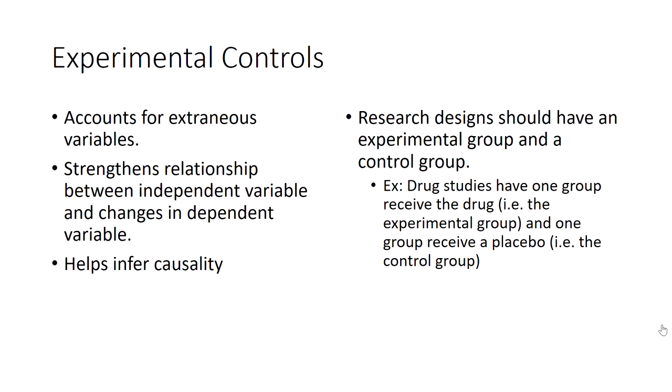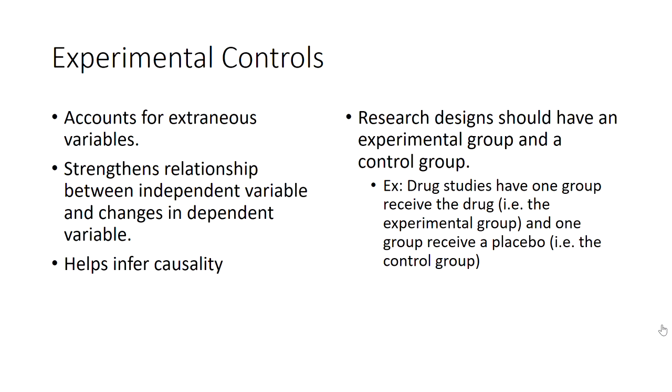Another aspect of research is experimental controls, and these help account for extraneous variables, and you want to have as many controls as you can. You want to have controls to make sure that any changes that you're actually observing in your experiment are due to what you've manipulated in the experiment, so due to your independent variable. So having experimental controls strengthens the relationship between independent variables and changes in the dependent variable. And that helps infer causality.